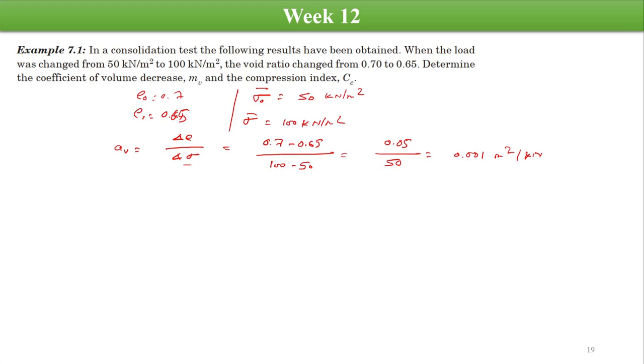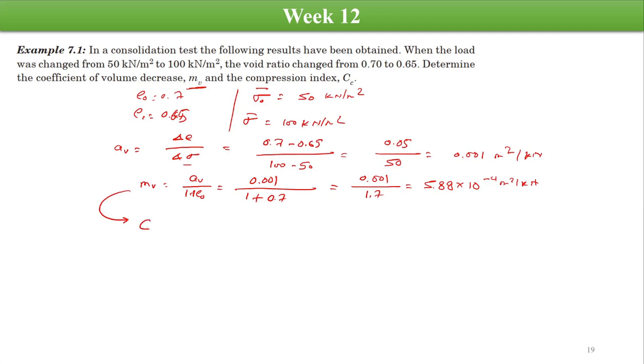The next thing which we need to calculate is the value of mv, that is the percent of volume decrease. Okay, so the formula for mv is av upon 1 plus e naught, that we have seen earlier also. The value of av is 0.001 and the value of 1 plus e naught is 1.7. So it will result in 0.001 upon 1.7, which is nothing but 5.88 into 10 to the power minus 4 meter square per kilonewton, right?